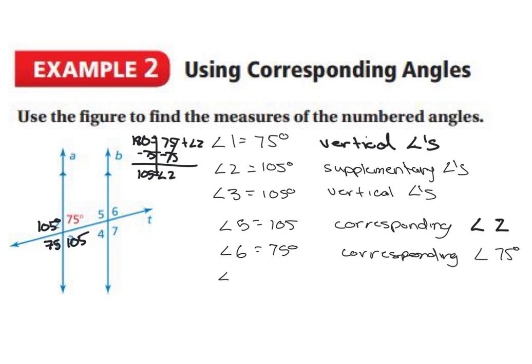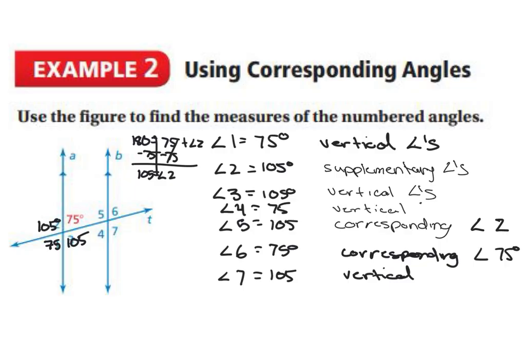Angle 7 is going to be 105. You could say that's vertical. Or you could say that angle 7 is corresponding with angle 3. And then I missed angle 4. Angle 4 is 75. The reasoning, you could say vertical. Or you could say that angle 4 is corresponding with angle 1.